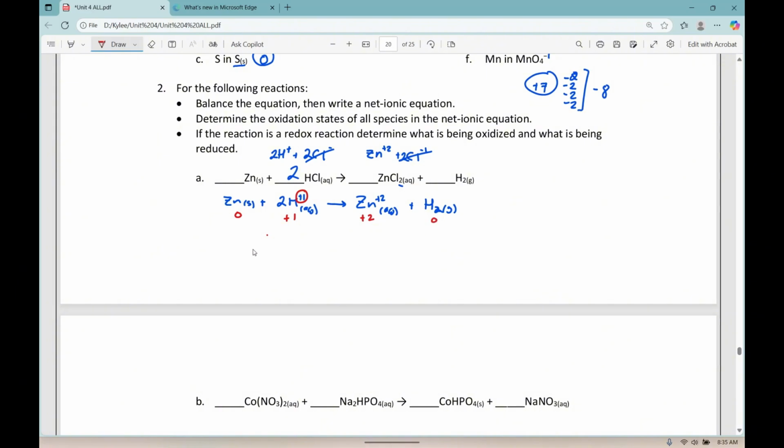So, to determine who is oxidized and who is reduced, we look from the left-hand side over to the right-hand side, and we see that zinc has gotten more positive. That means it has lost electrons. And then hydrogen went down in charge. It went from +1 to 0, which means it has gained electrons. So I would say that zinc is being oxidized. Remember, LEO, lose electrons, oxidation. So zinc is what's being oxidized. And hydrogen gained electrons, which means it is being reduced.